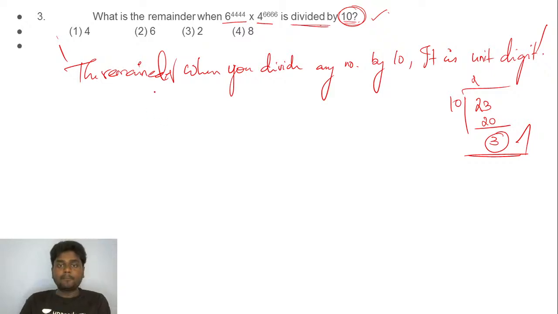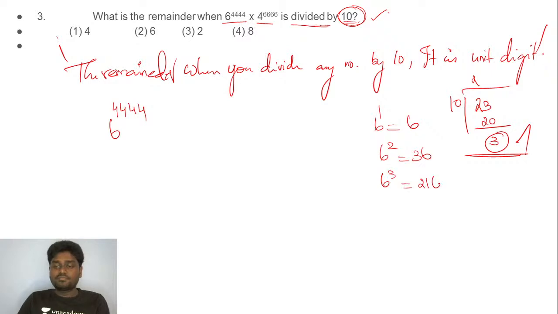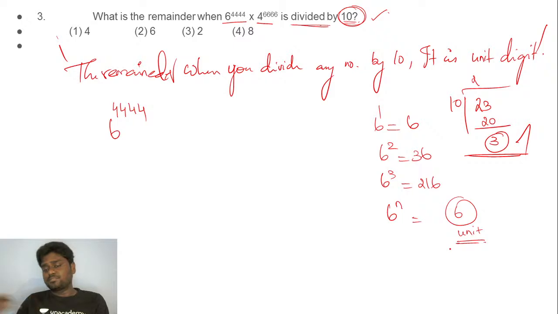So what I do here simply, you have 6 power 4444. Let me find first what is 6 power 1. 6 power 1 will give me 6. 6 power 2 will give me 36. 6 power 3 will give me 216. And it goes on. So what I can simply arrive at from here is that 6 power n will give me the unit digit to be 6. Is that clear? Whatever the case, you take 6 power 24, 6 power 36, the unit digit you will be getting is always 6.